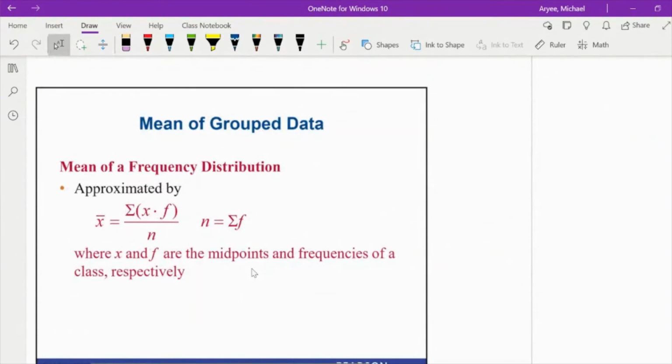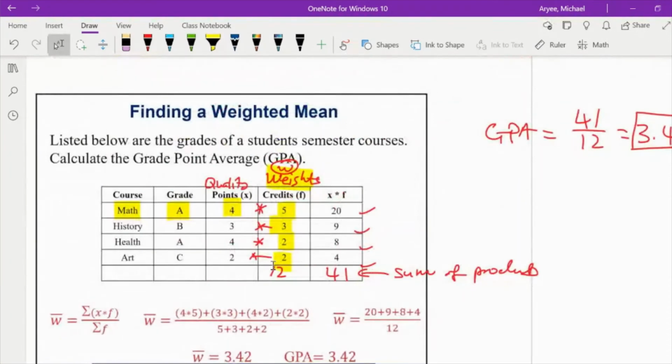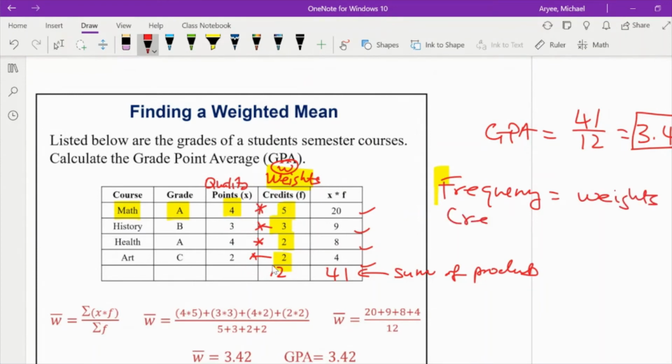Now, when you are working with frequency distribution, all right, sometimes the question would ask... Can you go back up for a second? Okay. All right, so whilst I'm here, I'm also saying that if you're working with frequency distribution, the frequency serves as the weight. All right, so frequency is the same as weight. Just like credit, your credit for a class serves as a weight. All right, so frequencies are also the weight when you have frequency distribution.